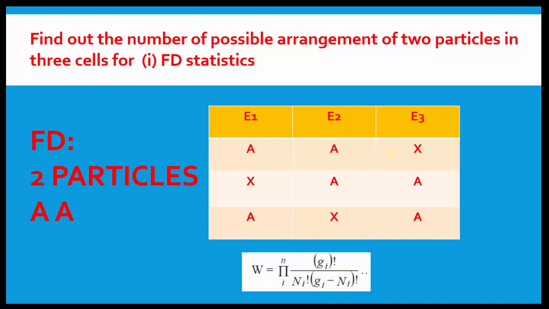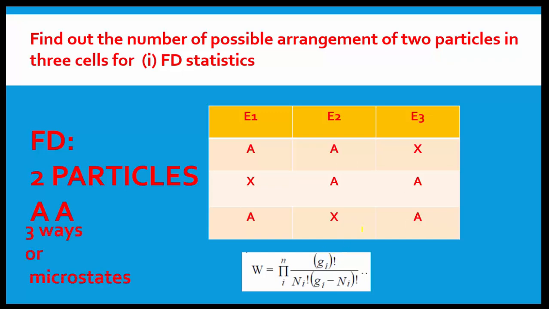Like the previous cases, I can also use theory to calculate the number of microstates. Here the formula is g factorial divided by n factorial times (g minus n) factorial. In this case, g means the number of quantum states, here it is 3 cells, and n means the number of particles. If you substitute the values of g and n as 3 and 2 respectively, you get 3 as your answer.